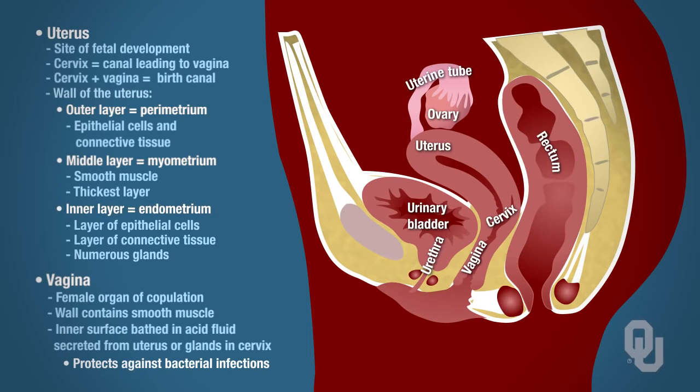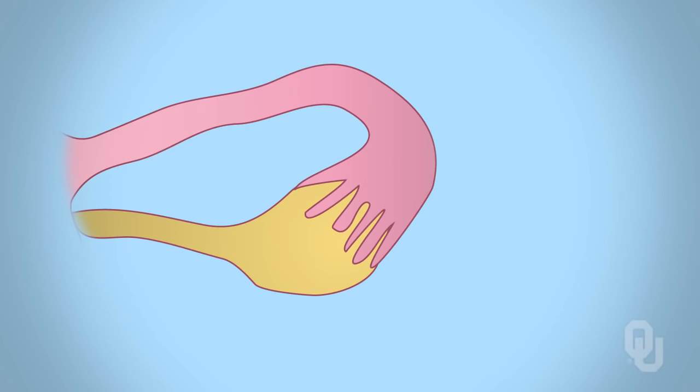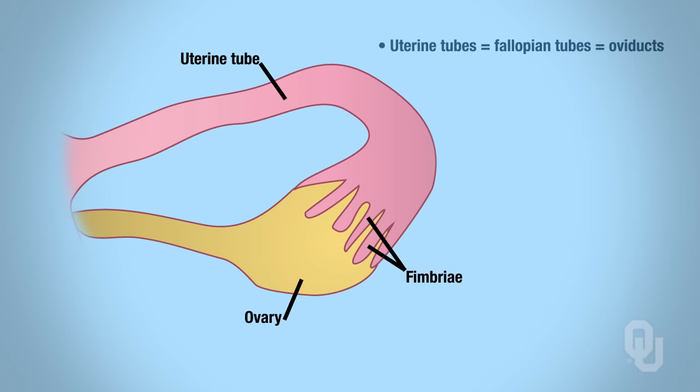And then, of course, over here is the vagina, the female organ of copulation. Lots of smooth muscle is associated with that, and lots of glands. I'll let you read the rest of the information on these slides. Then we move into the uterine tubes, also called the fallopian tubes, also called the oviducts. Be sure that you're familiar with using any of those terms.